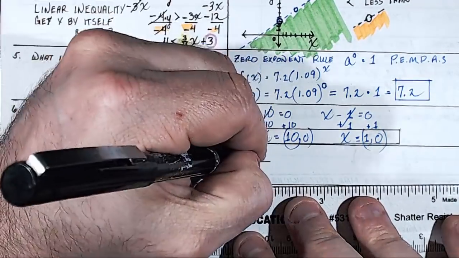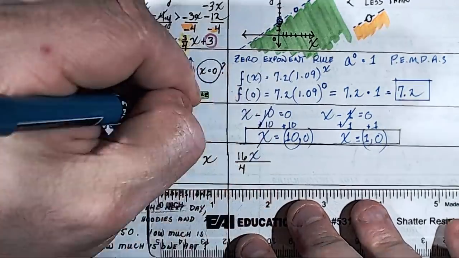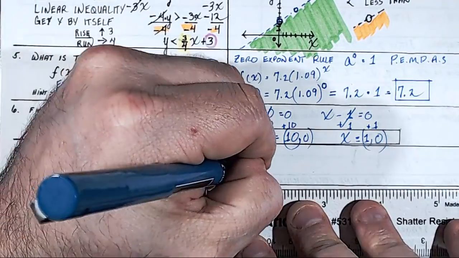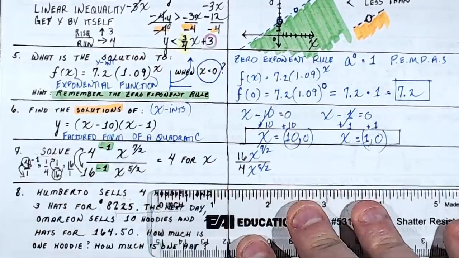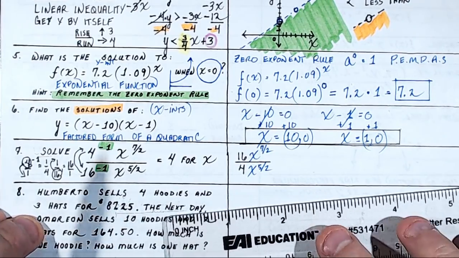And now I've got to deal with these x values, x to the 7 halves and x to the 5 halves. Okay, so now we need to apply the division rule for exponents. Some of you may be wondering, what is the division rule for exponents?